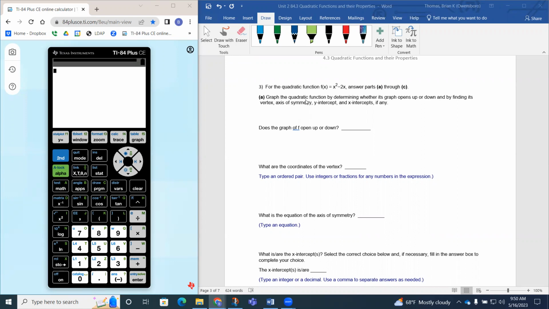So we want to graph the function by determining whether the graph opens up or down, and by finding its vertex, its axis of symmetry, its y-intercept, its x-intercepts, if it has any. So again, one of the first things we pick up on in our function is the coefficient of the quadratic term, which tells you if it opens up or down. So our quadratic term is this x squared.